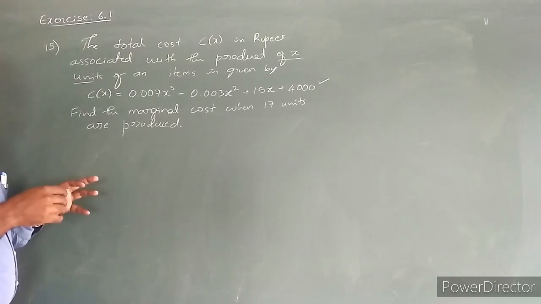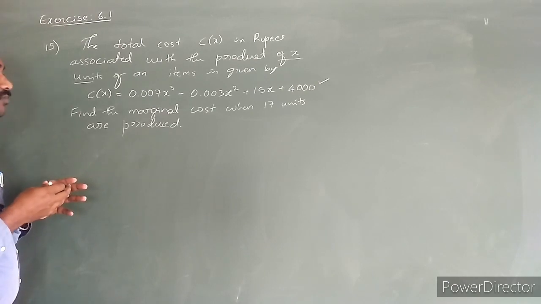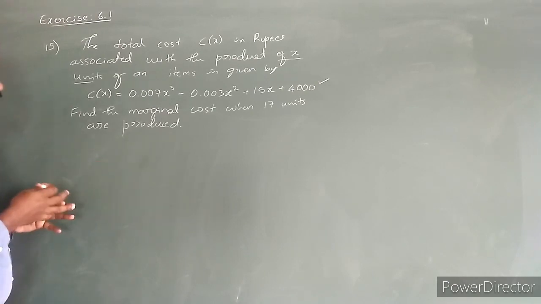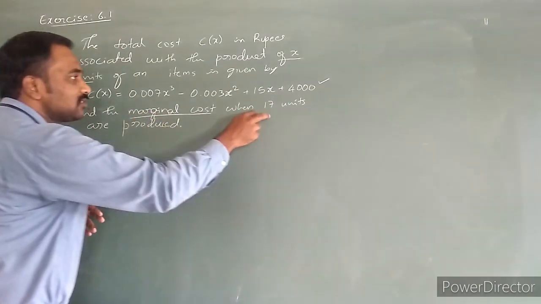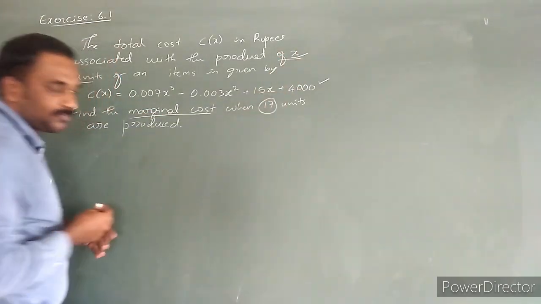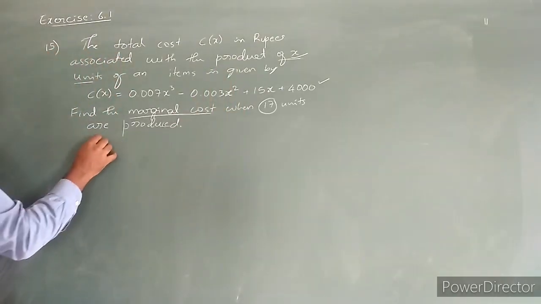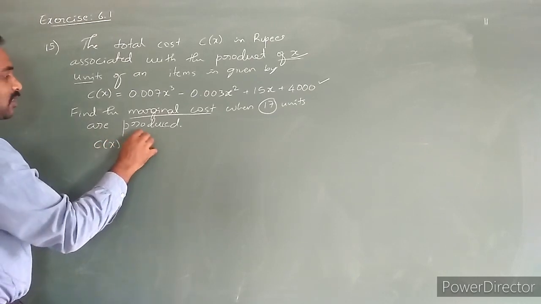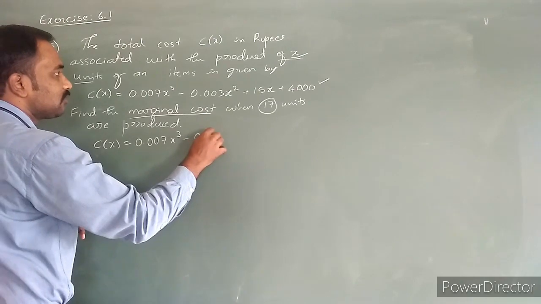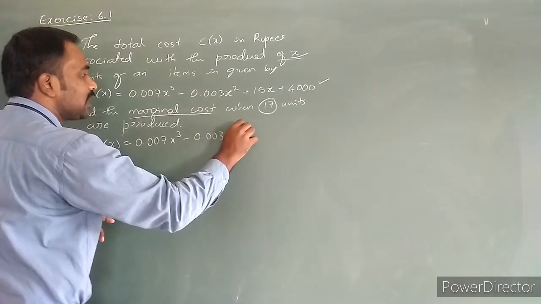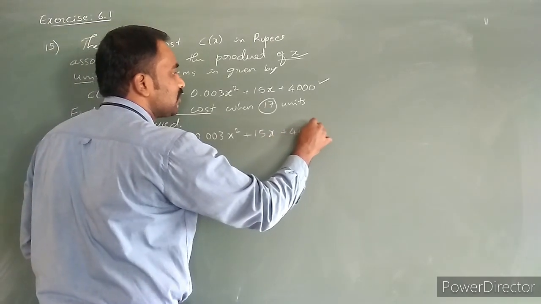Marginal cost means in a shop, a particular rate will be fixed. That marginal cost we need to find. The marginal cost depends on the number of units of items that have been produced. So C of x is 0.007 into x cube minus 0.003 into x square plus 15x plus 4000.